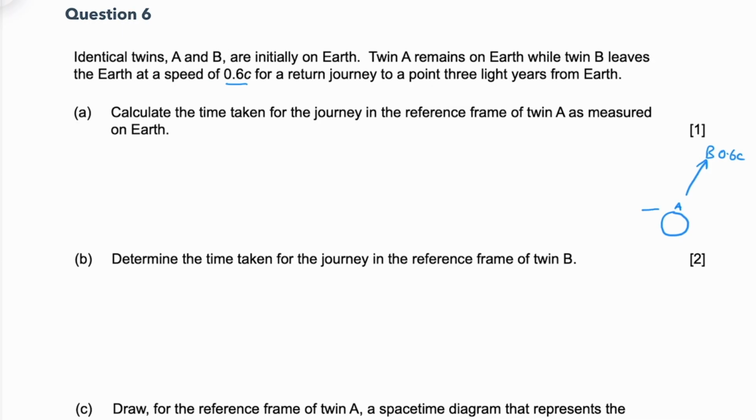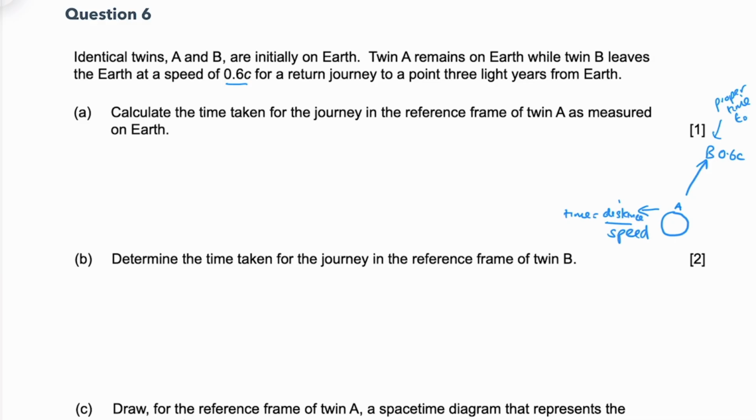On Earth, twin A is measuring time as normal. They are doing time equals distance over speed to measure their time. I think we're going to use that in a second. But it's useful pointing out here that twin B is experiencing proper time, because twin B is measuring the events, the start and finish, at the same spatial position according to them.